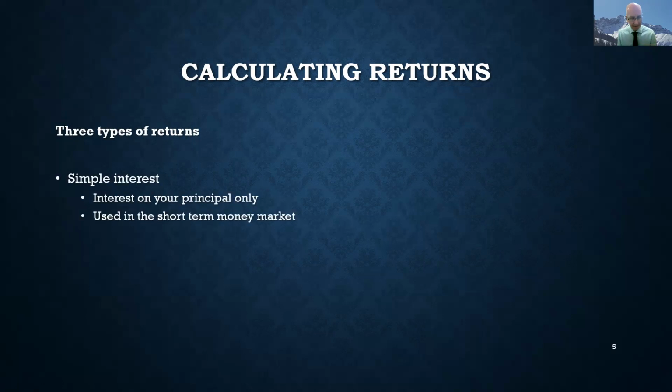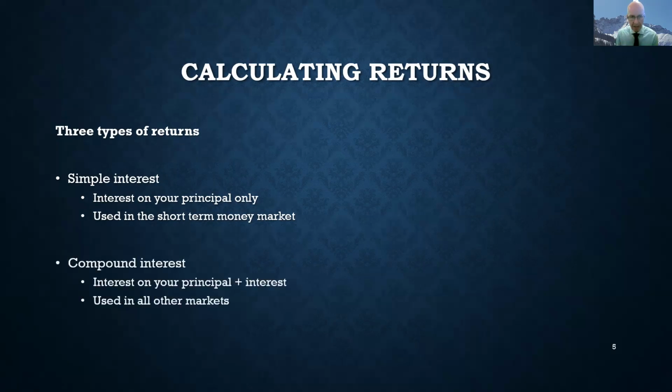Well, there's simple interest. And simple interest is interest on your principal only. And that is used in the short-term money market, that approach. We have compound interest, and that is where you have interest on your principal and interest. So when you put money in the bank, you earn interest on your principal, but if you keep your money in there when they pay the interest, you'll also earn money on the principal plus any interest you've earned. And this approach is used in all other markets other than the short-term money market.